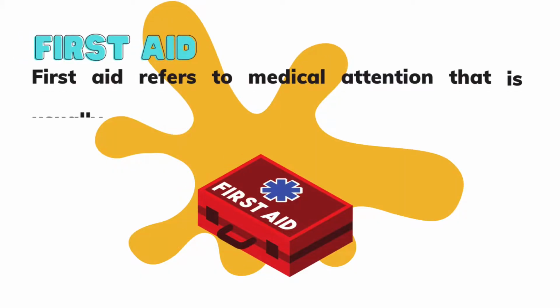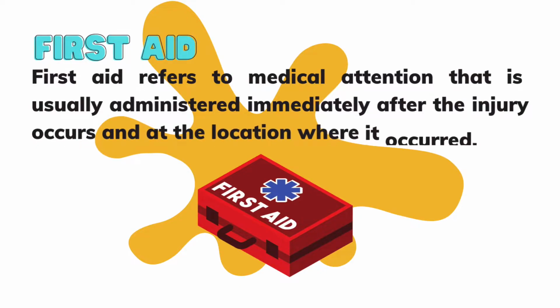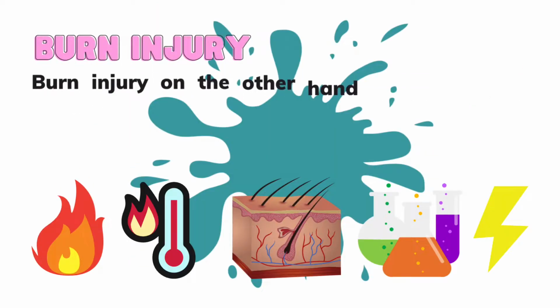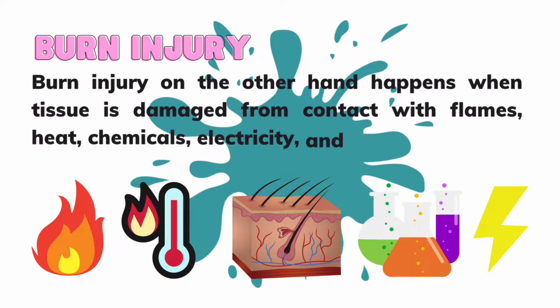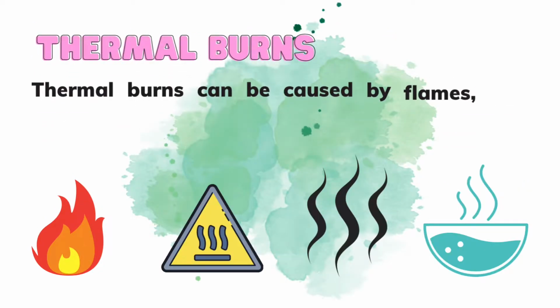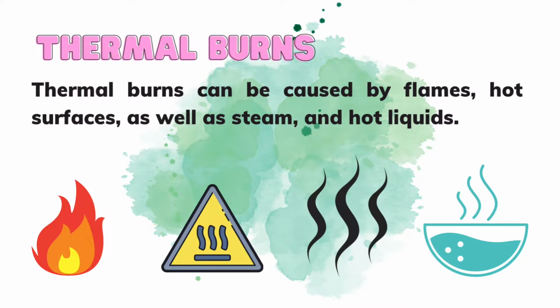First aid refers to medical attention that is usually administered immediately after the injury occurs and at the location where it occurred. Burn injury, on the other hand, happens when tissue is damaged from contact with flames, heat, chemicals, electricity, and other causes. Now, let's discuss the causes of thermal burns. Thermal burns can be caused by flames, hot surfaces, as well as steam and hot liquids.